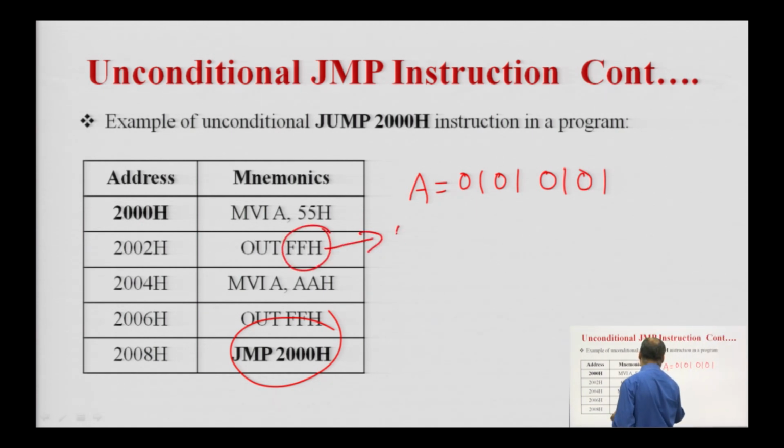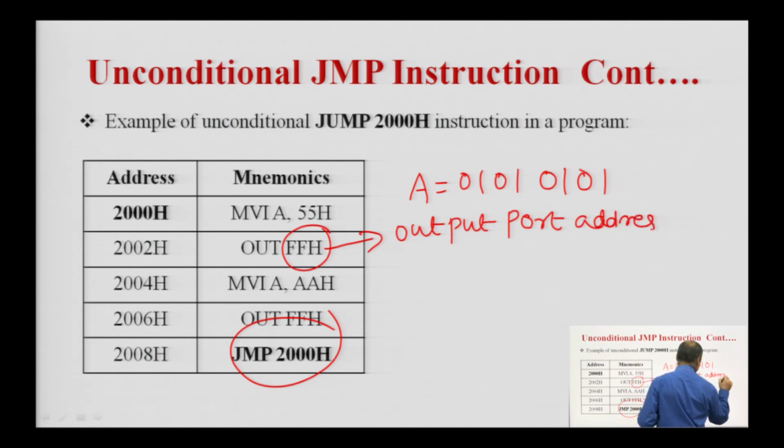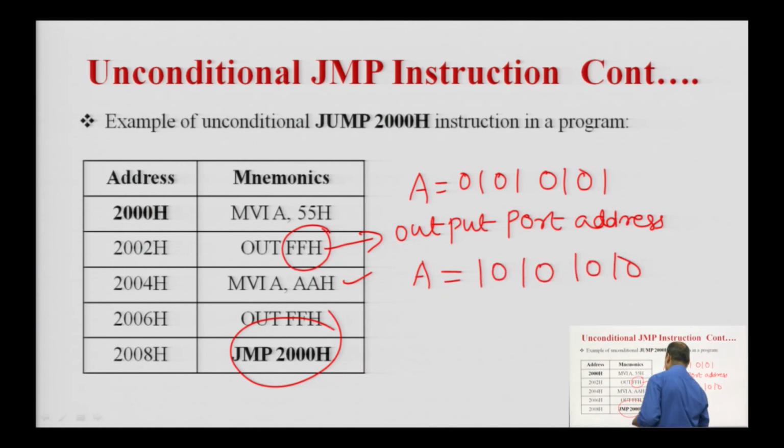FF is nothing but the output port address. After execution of this instruction, the processor will send the content of the accumulator, which is 55, to this output port, and it will load the new value, that is AAH. After the execution of the instruction MVI A, AAH, the content of the accumulator is AAH, which is nothing but 1010 1010, and it will send this value from the accumulator to the output port again, having the port address FFH.